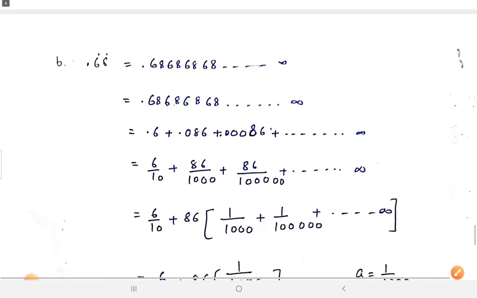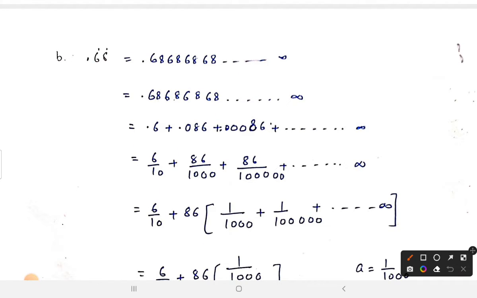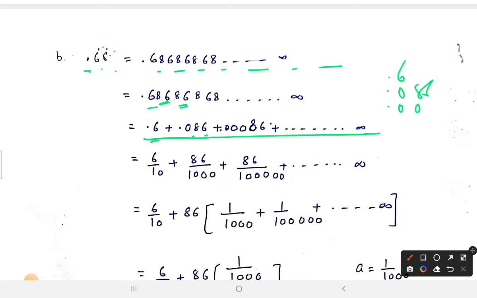Again, the next question is of the same type, 0.6 8 bar. This is 0.6, 6 bar, 8 bar. So this implies that 68, 68, 68 up to infinity. So we have 0.68 can be written as 0.6, then 0.086, and then 0.00086. If we add these, we will get 0.6868 and so on.